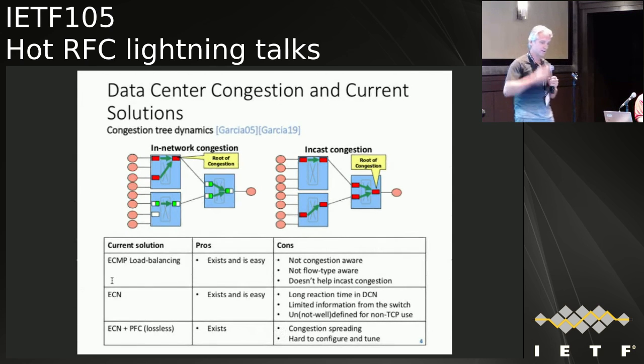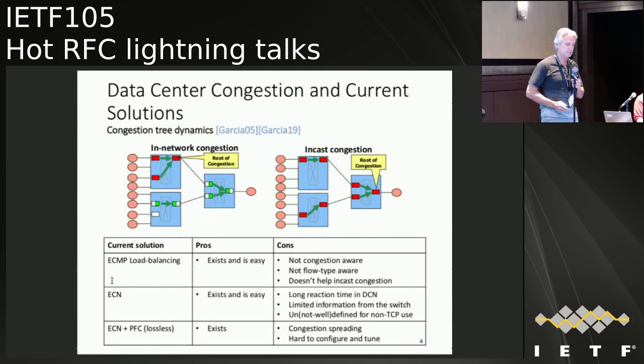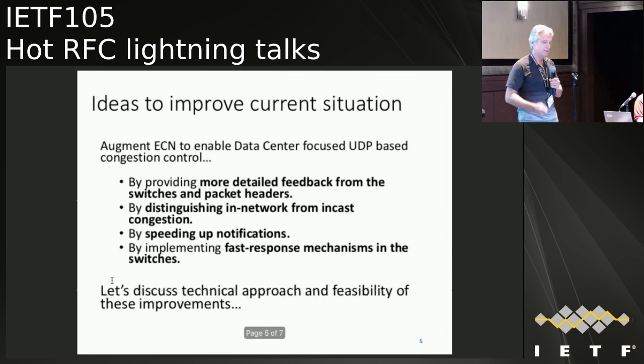We know data center congestion is different. The authors of these papers have done a lot of work on congestion trees. So there are two types, in network and in cast, and it's constantly moving around. We've got solutions today, such as ECMP, ECN, even in a lossless environment, ECN with priority flow control. All of these have various pros and cons, but they're not completely addressing the needs that we see.